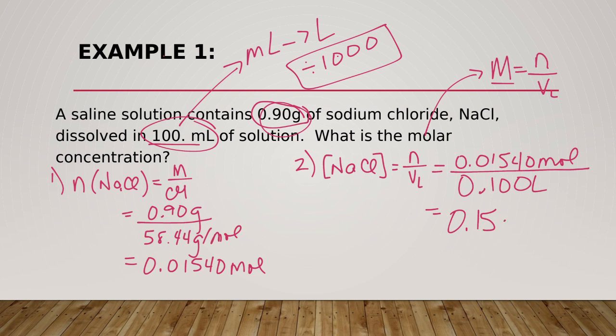And again, you can use two different units here. You can say 0.15 moles per liter, or you could say 0.15 molar. That's how we read it if we use capital M as the unit. So you have options there. It doesn't matter to me which unit you pick.